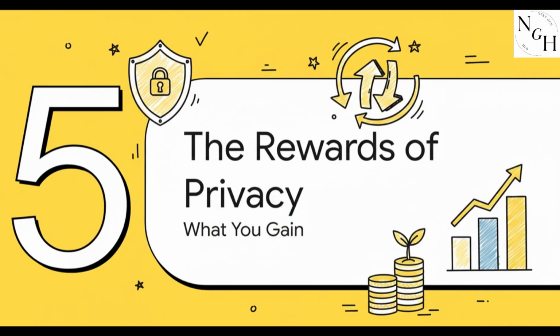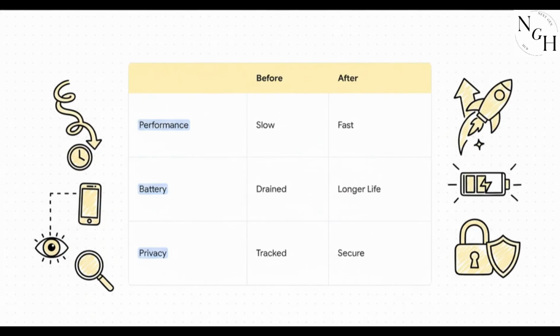So, you've gone through all the steps. You've changed these 3 core settings. What's the payoff? Well, it's not just about feeling more secure. You're about to notice some very real, very tangible benefits. Just look at the difference here. You've basically transformed your phone from a device that was working against you, slow, constantly drained, and always being tracked, to one that works for you. You should see snappier performance, a battery that actually lasts, and most importantly, you get that peace of mind knowing your device is truly yours again.